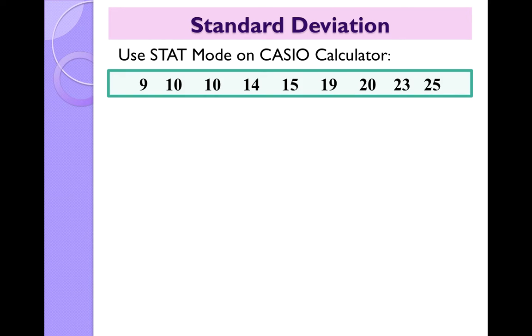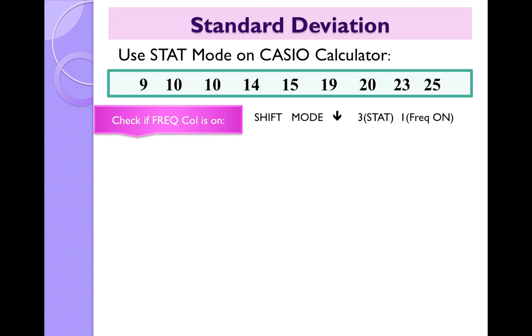We're going to use this list of scores as an example. It's a good practice to activate the frequency column on your calculator now, and you won't have to redo this step every time. You only need this column if you're working with frequency distribution tables or with very high frequencies of scores. You do this by shift mode, go down with the arrow, select option 3, which is statistics, and option 1, which turns the frequency column on.